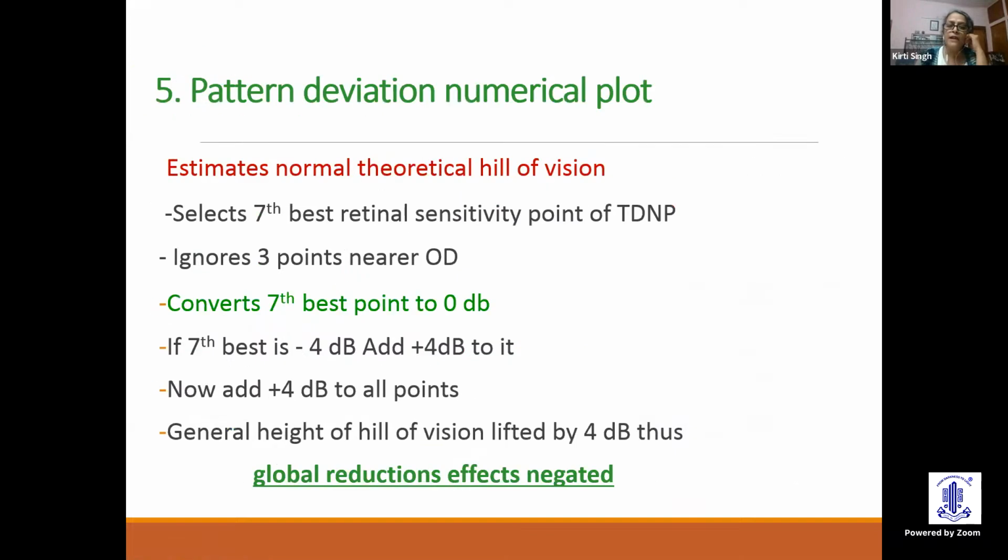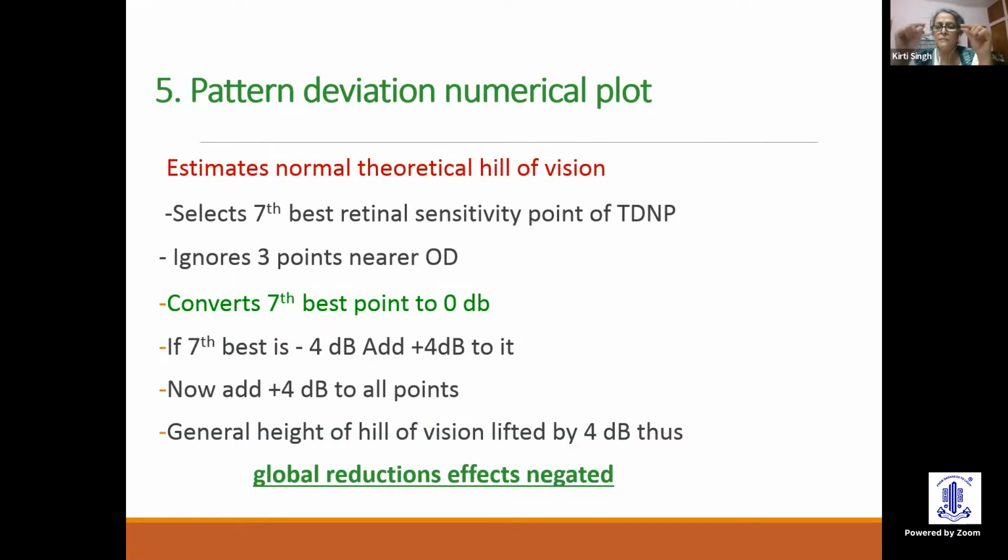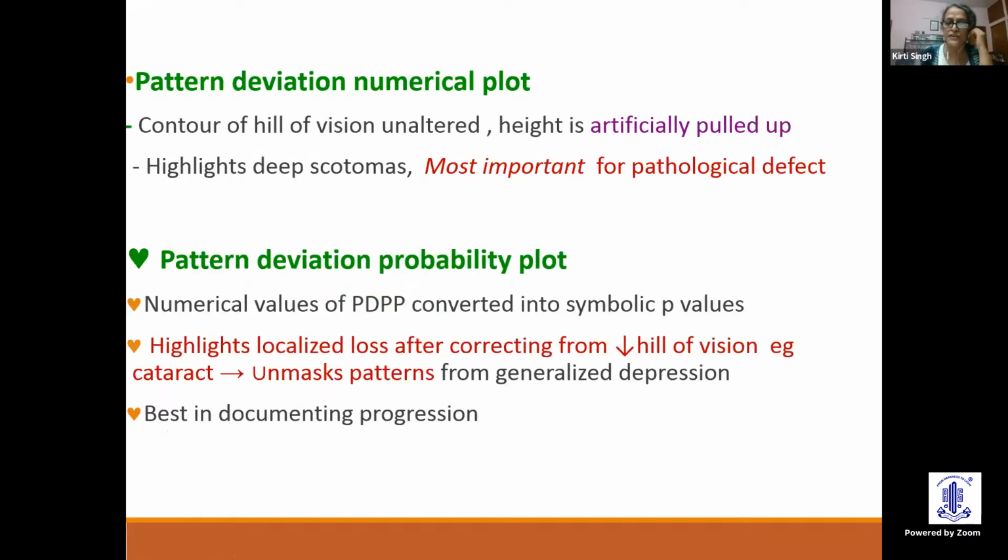Then we come to the pattern deviation numerical plot. It estimates the normal theoretical hill of vision. How does it do that? You have a lot of scattered points, the 7th best point is selected, and the 3 points next to the optic disc and the peripheral points, called edge points, are ignored. The 7th point is made into 0, and therefore the general height of the hill of vision is lifted. Therefore, it negates the global reductions.